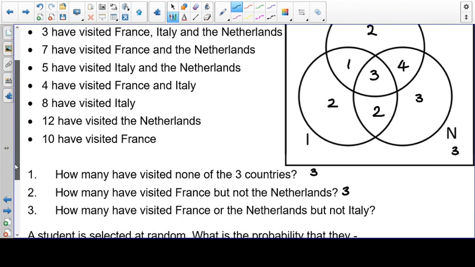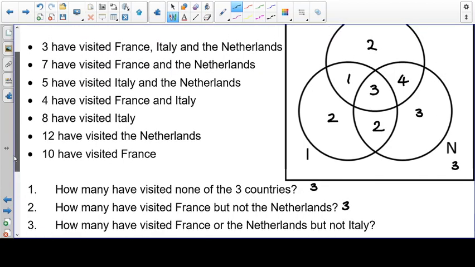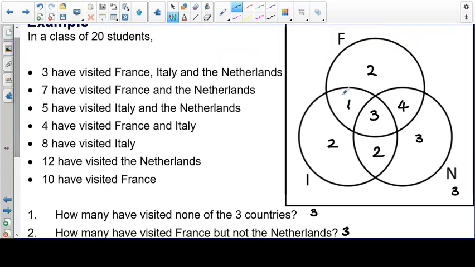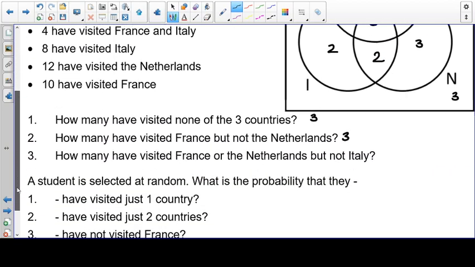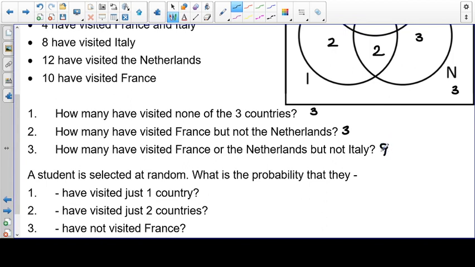How many visited France or the Netherlands but not Italy? So France, Netherlands, but not Italy. So it's France or the Netherlands, so 2, 4 and 3. These ones have all visited Italy, so we can't include them. So it's these 9. Okay, those are all frequency questions.